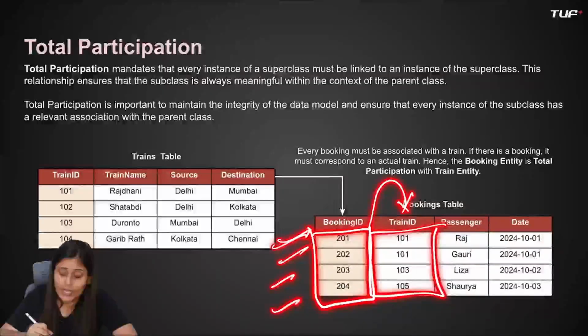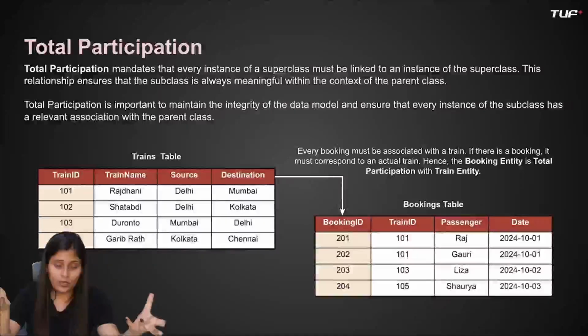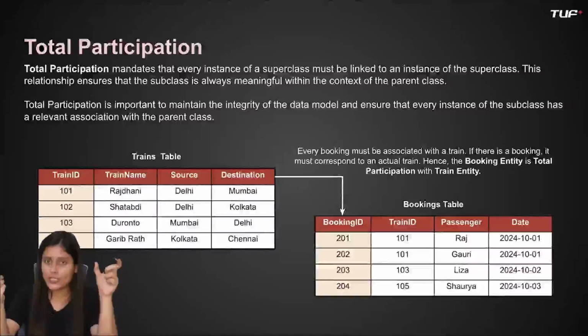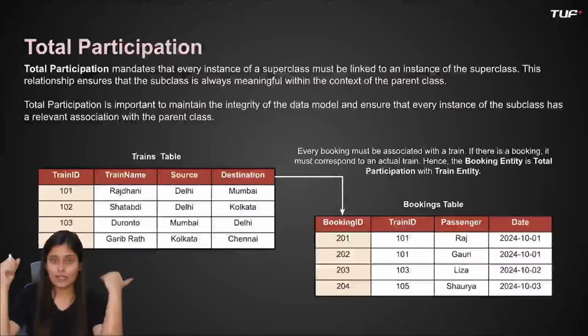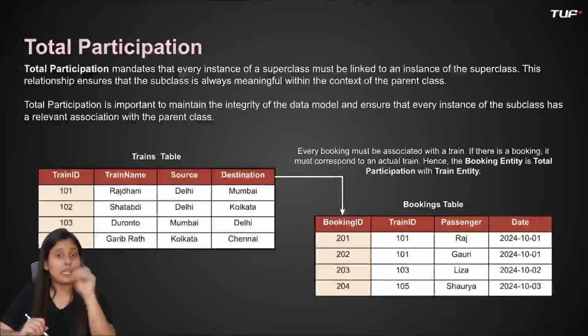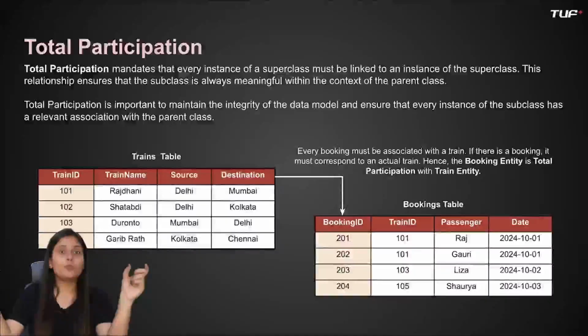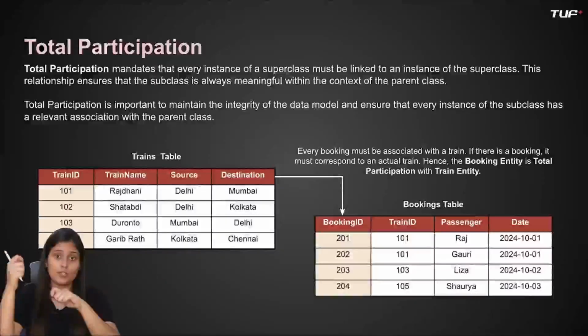Every booking ID is totally participating with the train entity. That is called total participation. None of the booking IDs can exist without a train ID, right? So this can't happen. This is the example of total participation, where all the instances, meaning all the booking IDs from the booking table, have a relationship with the train ID from the train table, because none of the booking IDs can exist without a train ID. Basically, train bookings are only done on a train, right? So that is the example of total participation.